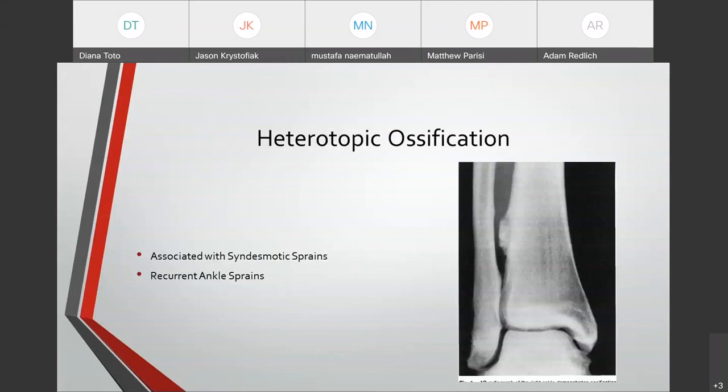heterotopic ossification is associated with syndesmotic sprains and recurrent ankle sprains as well. In some studies, it was shown to be up to 70 to 90% of all syndesmotic injuries. Based on that rehab program that I showed you before in that study, only 1 out of the 60 athletes showed heterotopic ossifications at follow-up.